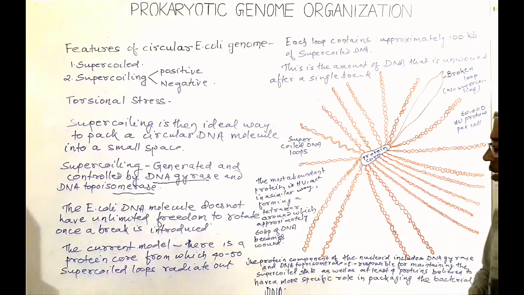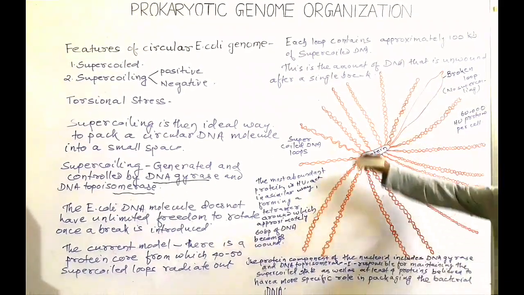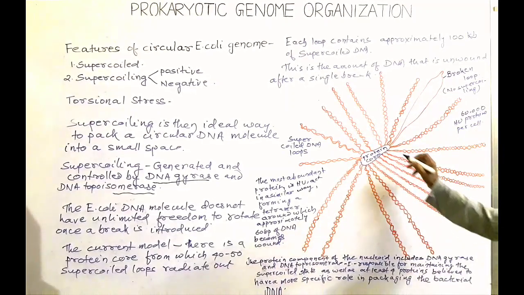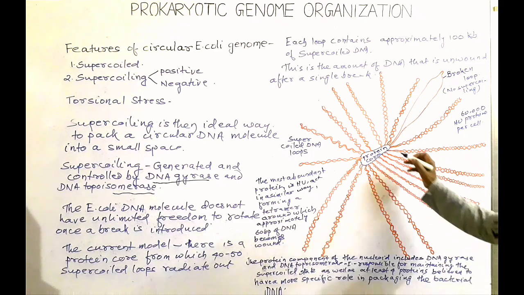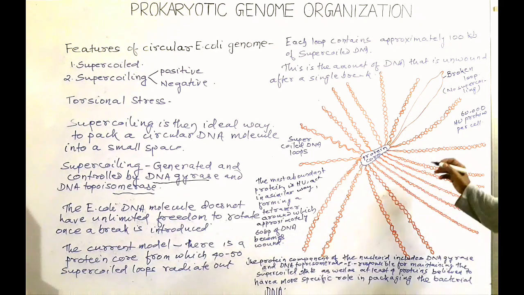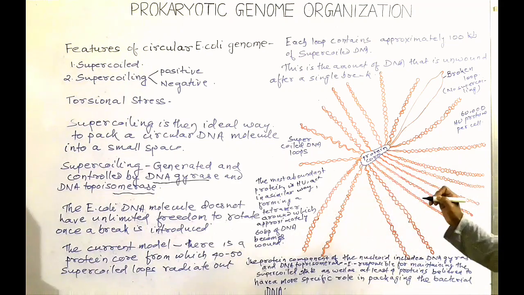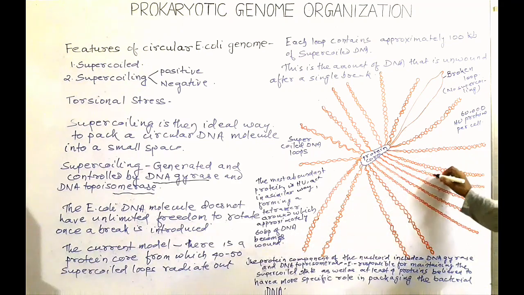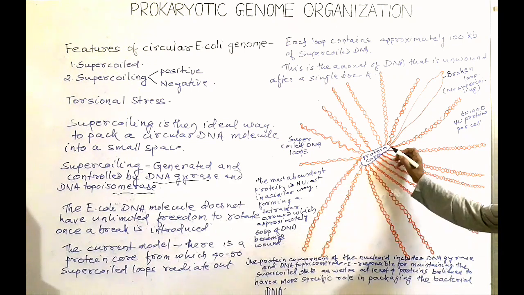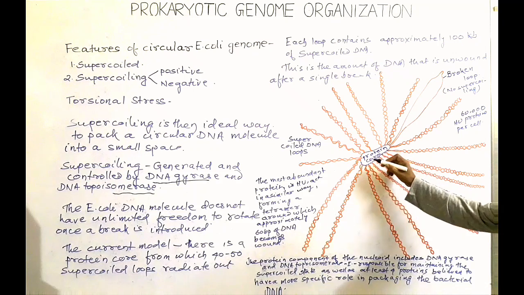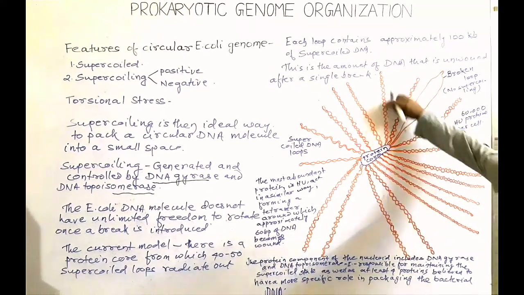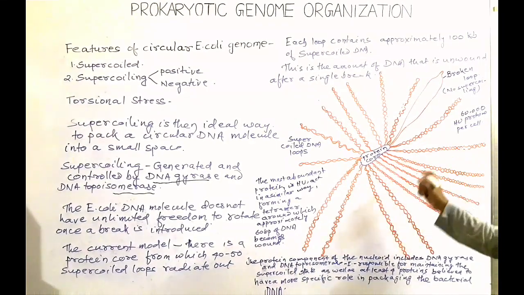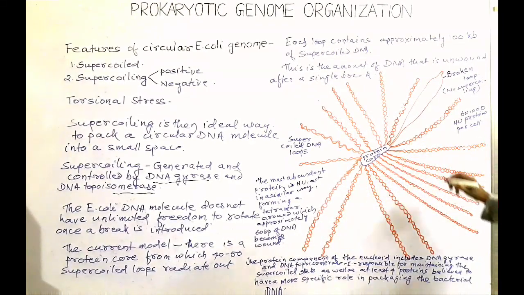According to the current model, in the structure of the bacterial genome, there is a protein core. This is the protein core. From this protein core, you can see about 40 to 50 supercoiled loops. These are the supercoiled loops. From the protein core, about 40 to 50 supercoiled loops radiate out.